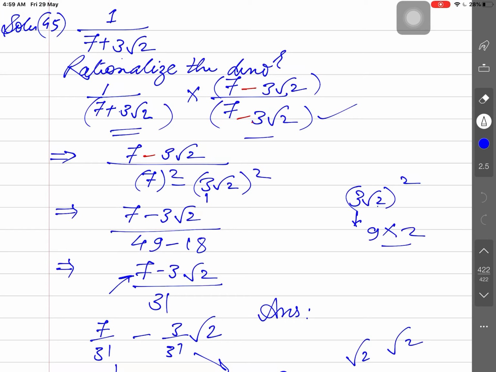There we have done the rationalization for the denominator, that is 7 plus 3 root 2, and the number we have multiplied, you may see to the right, 7 minus 3 root 2 divided by 7 minus 3 root 2. This is a number or value that can be used to rationalize the denominator. Is that clear?